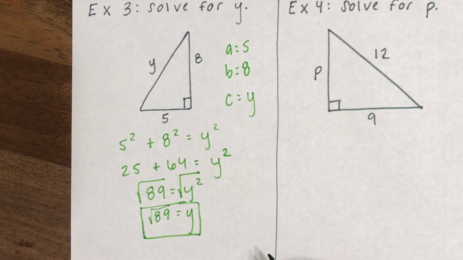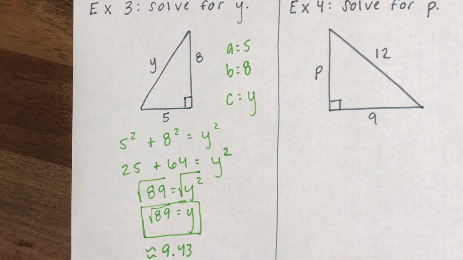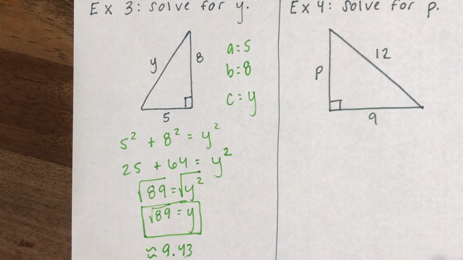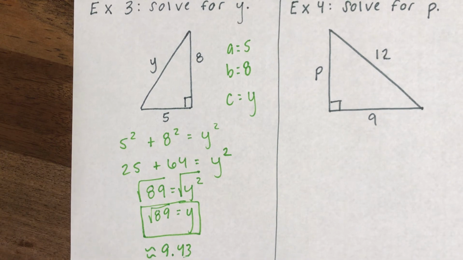Okay? If you wanted to find the decimal, you can use the calculator on your phone or on Google. And let's see, I'll just calculate it real quick and we'll see what we get. Square root of 89. That is about 9.43. So if you had a question where it said, please round to the nearest hundredth, 2 decimal places, you would give 9.43. Okay? All right, moving on to example 4.